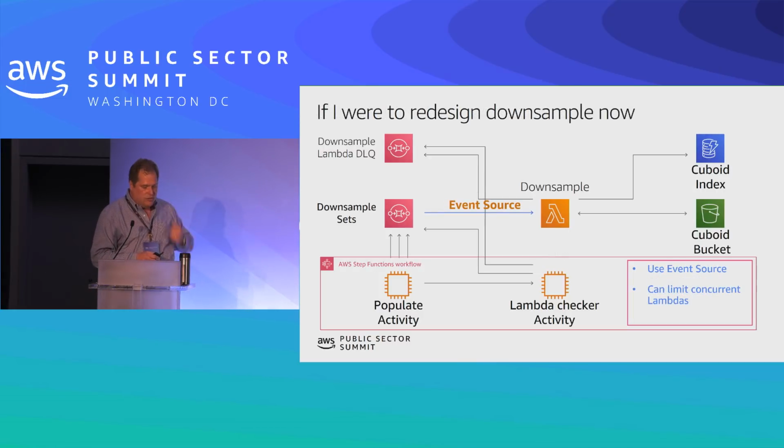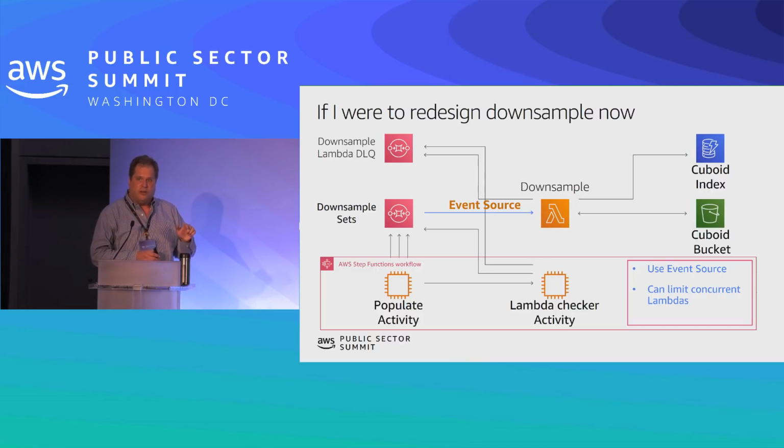So if I were to actually do this again, AWS has improved things, and they've now created an event source. You can tie your downsample queue to it, so whenever a message goes in there, it'll automatically fire a Lambda for you. Rather than my Lambda checker activity firing off all these Lambdas, it can happen automatically by using this event source and setting it up that way.